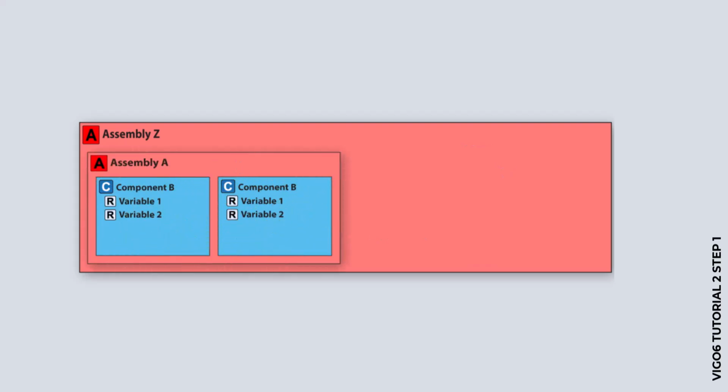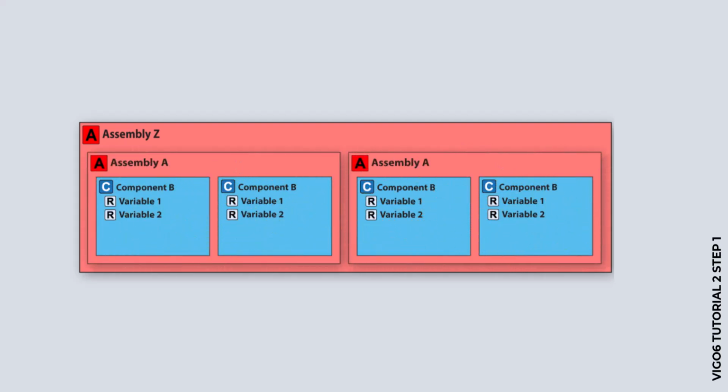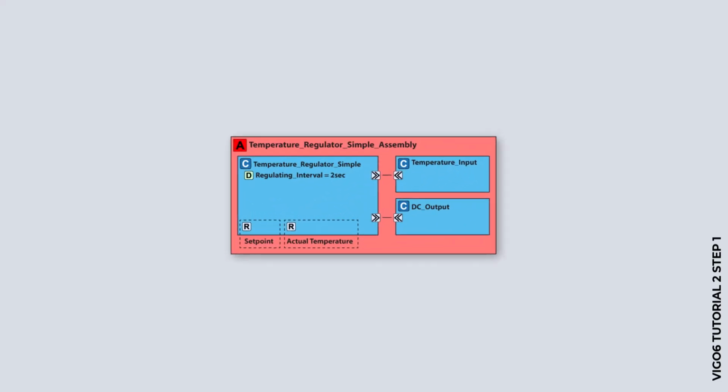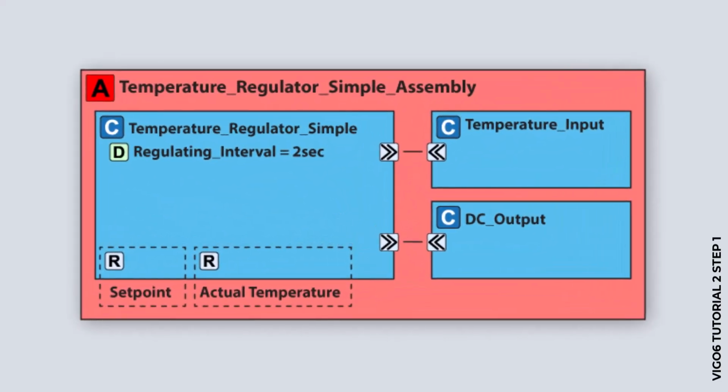An assembly can also include other assemblies. All component instances in all included assemblies get their own physical memory. The first step is to create an assembly for the temperature regulator.